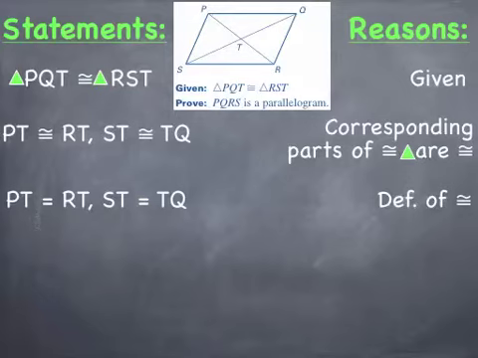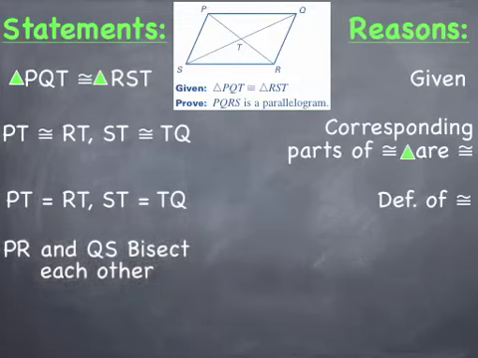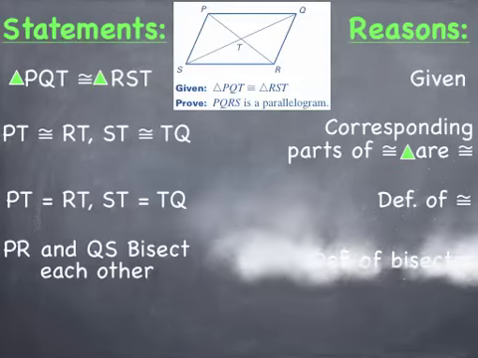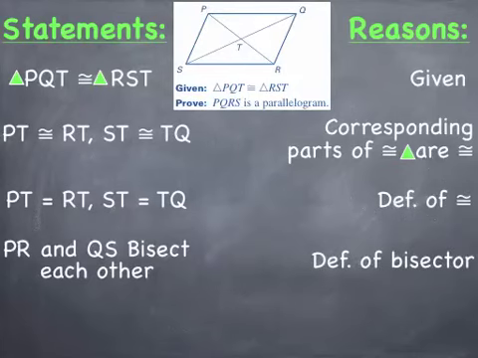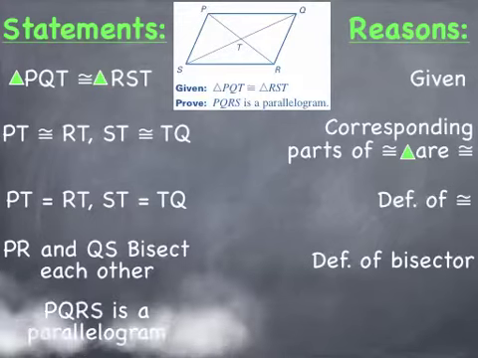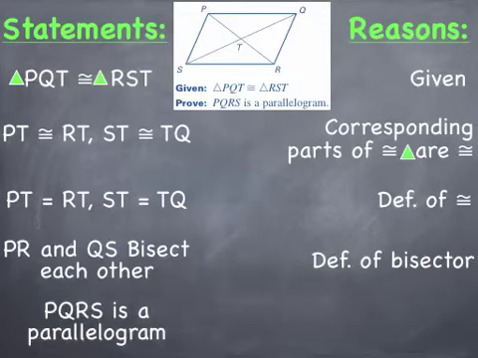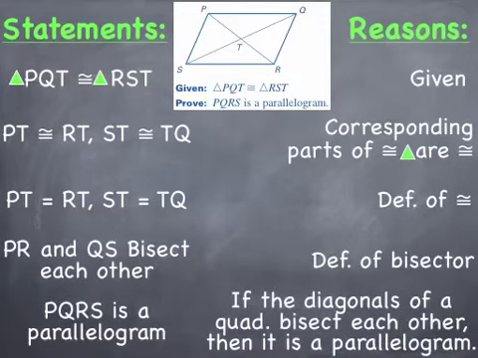Because these two things are equal, we can say that PR and QS bisect each other because of the definition of a bisector. If you remember, a bisector cuts the other thing into two equal parts. Because PR and QS bisect each other, and PR and QS are the diagonals of this quadrilateral, we can say that PQRS is a parallelogram because if the diagonals of a quadrilateral bisect each other, then it is a parallelogram.